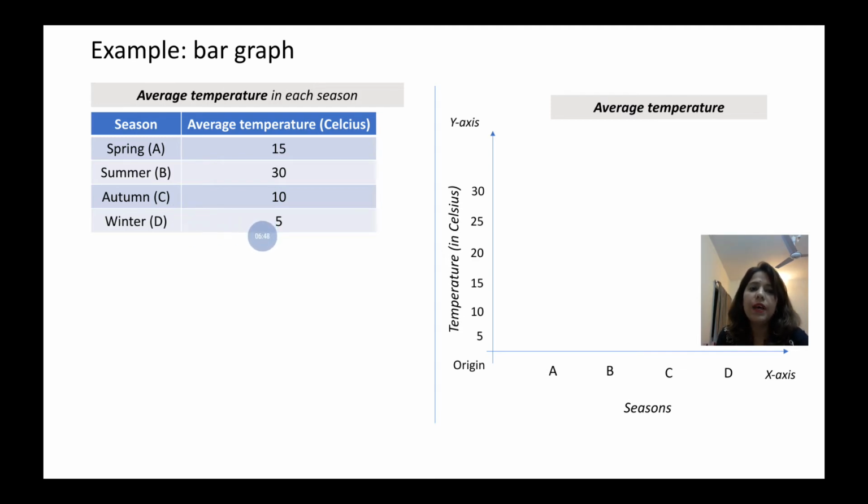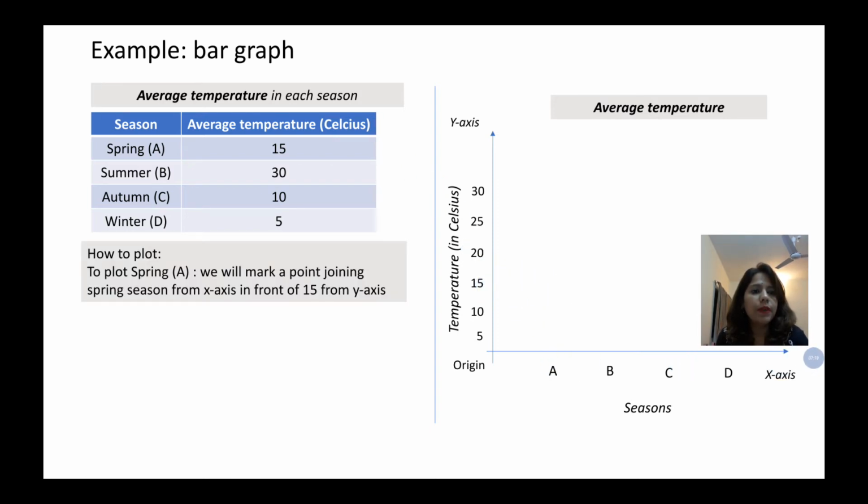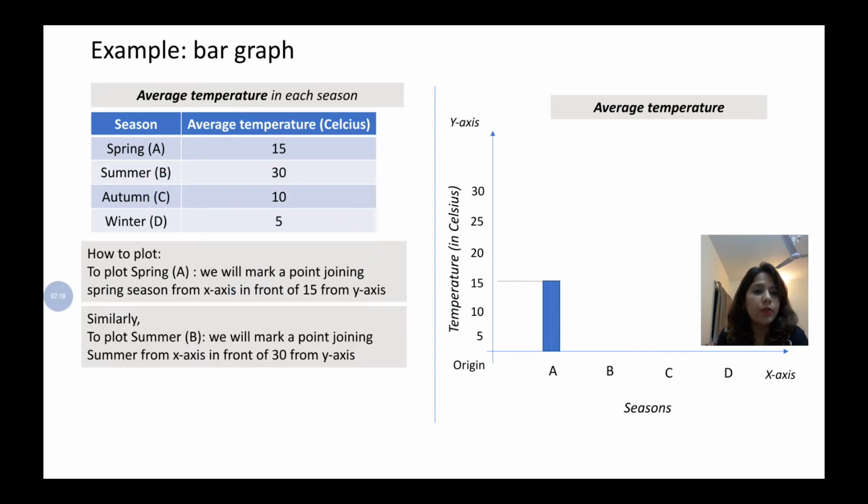And in front of them I have written their average temperatures. I have taken the average by adding the temperatures for 1 week and then dividing them by 7. So this is the average. Okay, now let's plot it here. For the spring it is 15. So I will take 15 from here and join it with the spring. It will be like this, and putting a bar over here. Good. Now for B it is 30 and I will do like this.